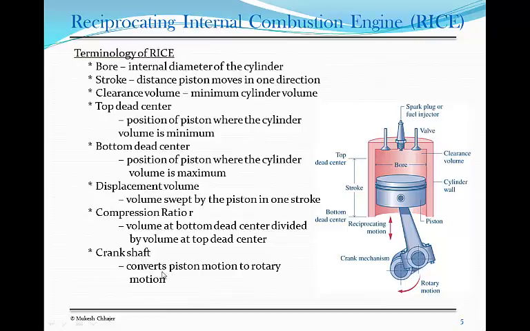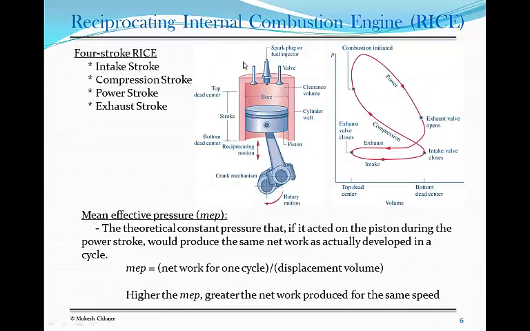And of course, there's then the crankshaft, which is this piece here, which converts the piston motion to rotary motion. So there are 4 basic strokes in this reciprocating internal combustion engine. We have the intake stroke, which means initially the piston is right at the top and then it moves down. That's when the air or the fuel mixture would get into this cylinder. Then we have a compression stroke, when the piston moves back up and compresses the fuel mixture.